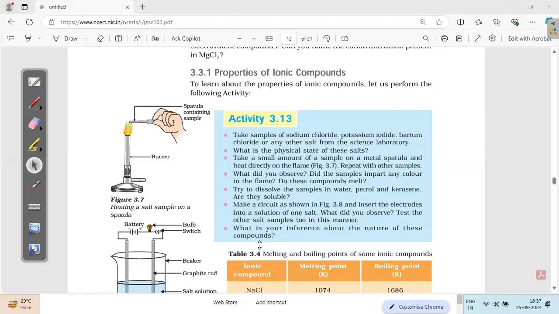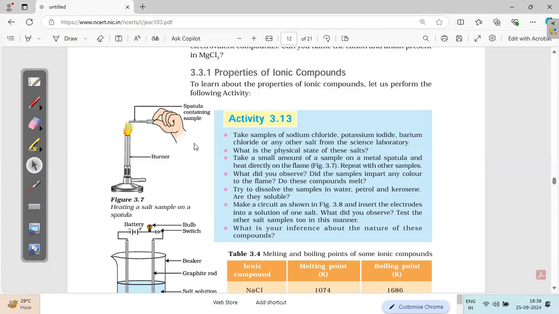Okay, so I think everyone should be clear up to here. The properties of the ionic compounds. The ionic compounds have high melting and boiling points. The reason for high melting and boiling points is the strong forces of electrostatic attraction, or we can say that ionic bonds are much stronger. So ionic compounds have high melting and boiling points because the bond between them is much stronger.